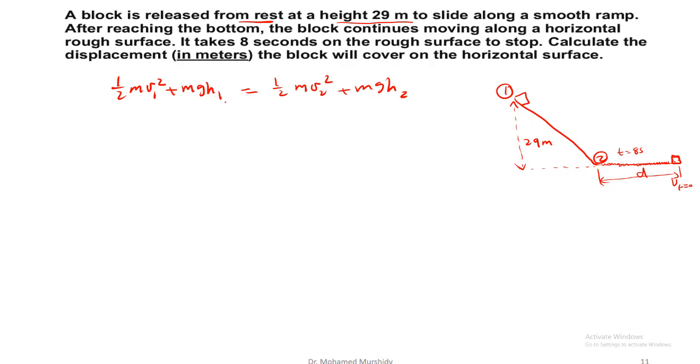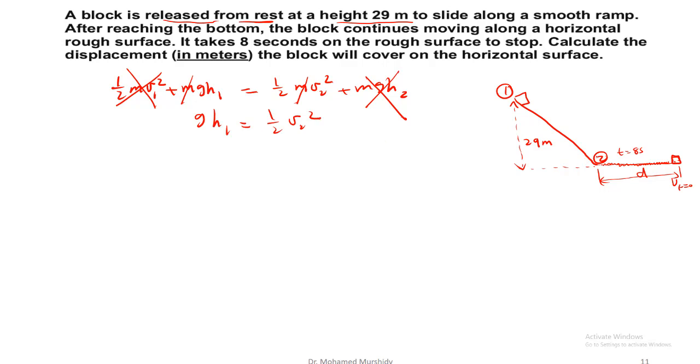And let us sort it out. First, v1 is 0 because it says at the beginning it is released, meaning it starts from rest. So this term will be cancelled. And since h2, the height at point 2, is also 0, that term also will be cancelled. So we have mgh1 equals half m v2 squared. m goes with this m. So gh1 equals half v2 squared.